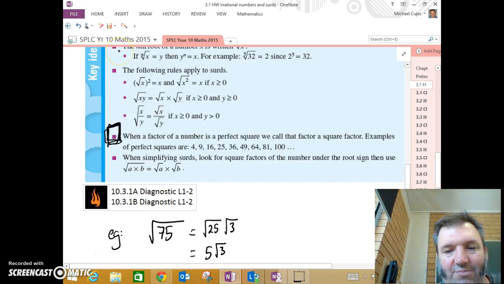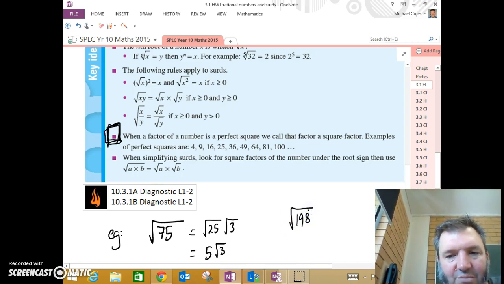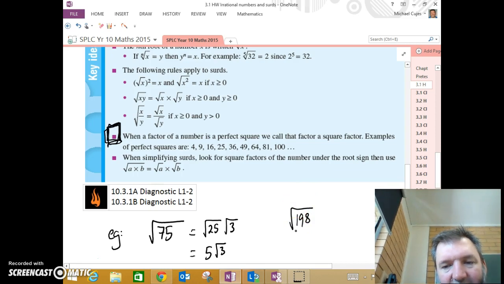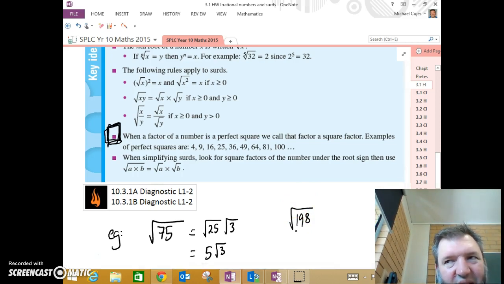Let's have a look at another one to simplify. Let's simplify root 198. So I need to look for factors that are perfect squares that go into 198. Now, you may or may not be able to think of one that goes into 198 straight away. You should be able to remember the test to see if 4 goes into a number. If 4 goes into a number, the last 2 digits are divisible by 4. Well, I know 4 goes into 100, so that's not going to work. Now, I do know of a number that goes in there, but let's see if we can simplify this a little bit.